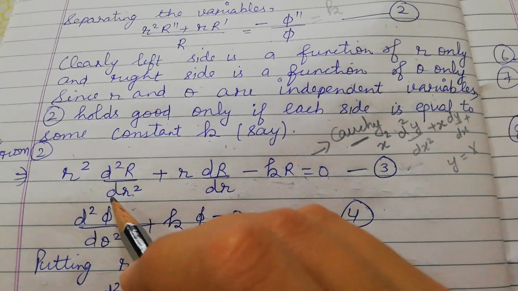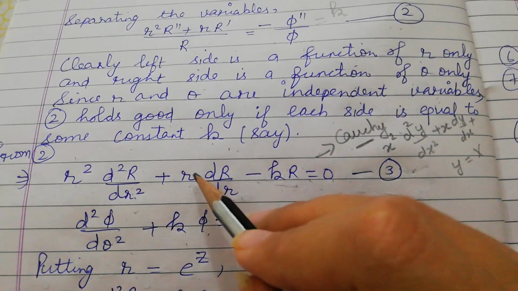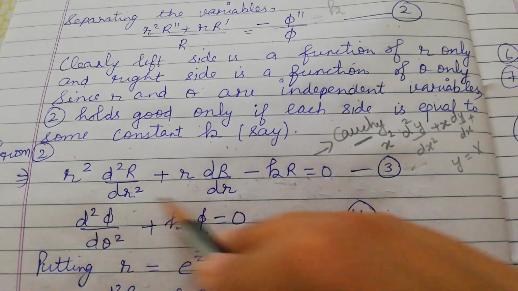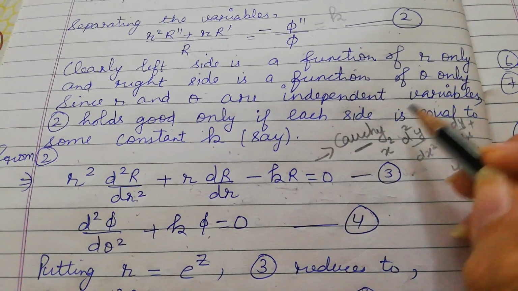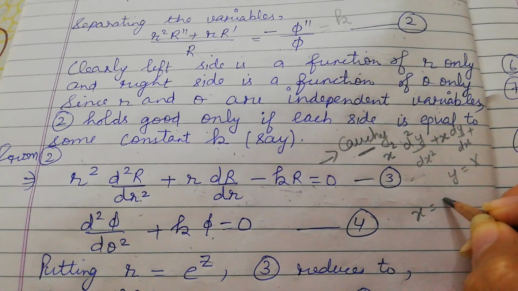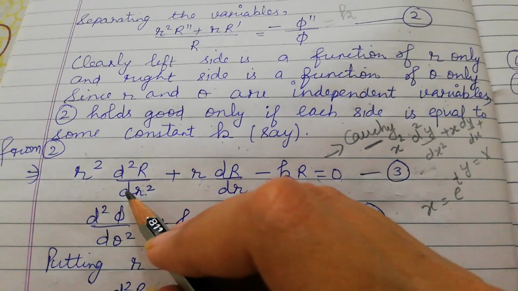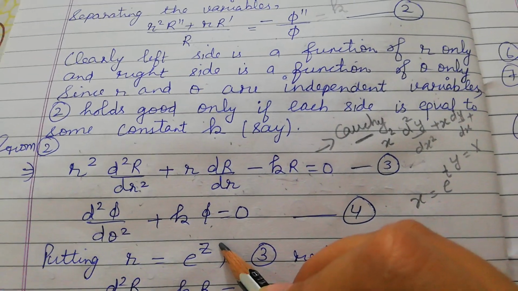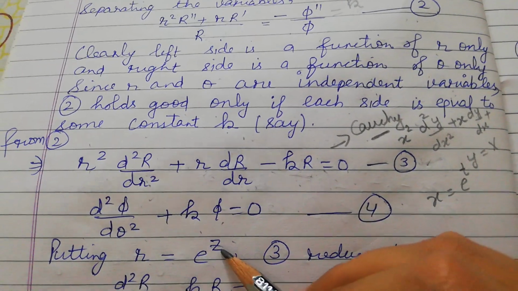Now the same thing is here: r square times the second order derivative, plus r raised to power 1 multiplied with the first order derivative. So this equation is similar to Cauchy's equation. How were we finding the solution for this? Here we were putting x equals e raised to power t. Similarly, here we will put small r equals e raised to power z. Here we were taking t, so here we have taken z.